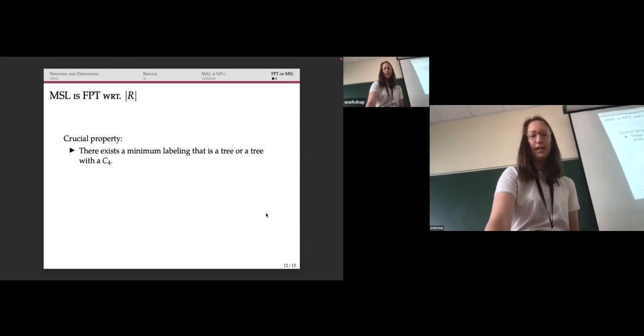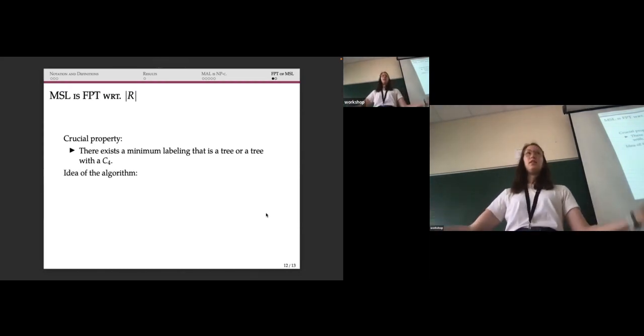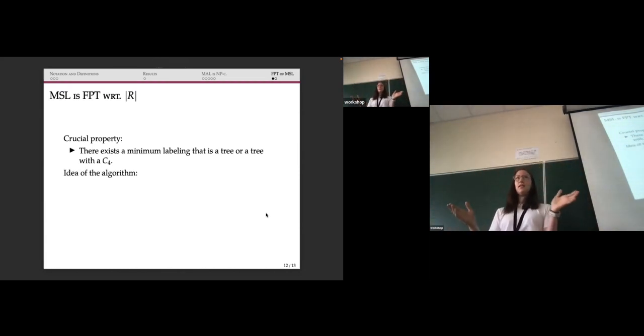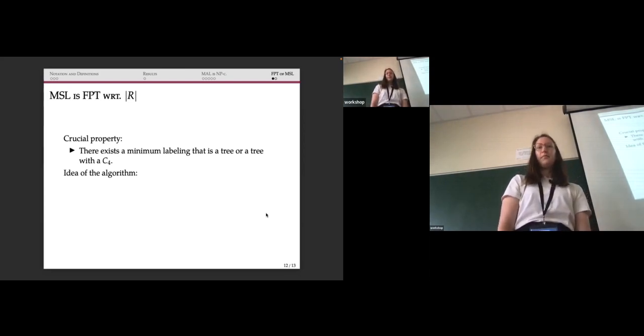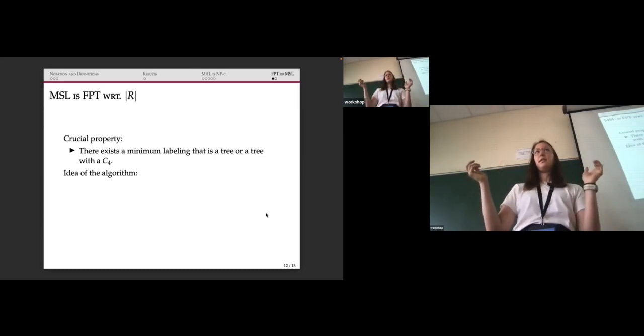And as I said, if it was just a tree, the optimal solution always, then it's kind of easy. You would find a Steiner tree and just label it. But in our case, we also had to prove that the tree and the tree with the C4 is an optimal solution, that there doesn't exist something else.